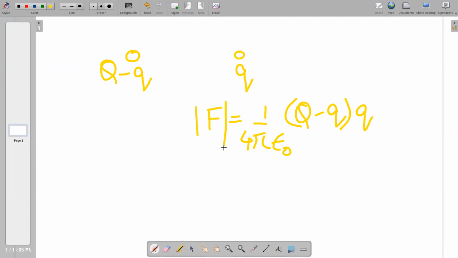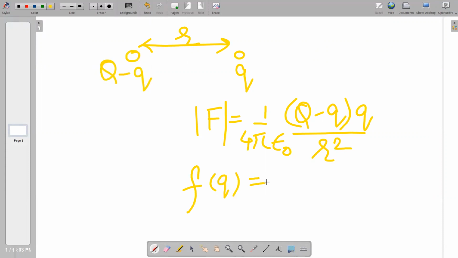And this force will be maximum if the numerator is maximum. If the distance is, suppose, R, then we have R squared in the denominator. Now, this force is maximum when the numerator is maximum. That means the function F of q, that is (Q minus q) times q, should be maximum.